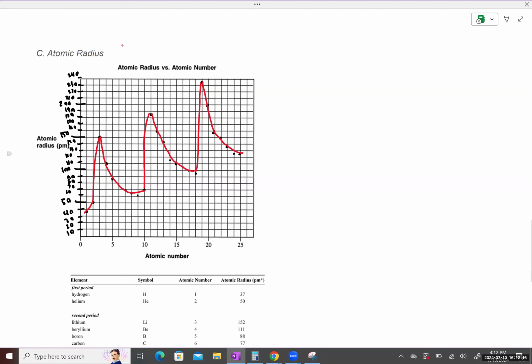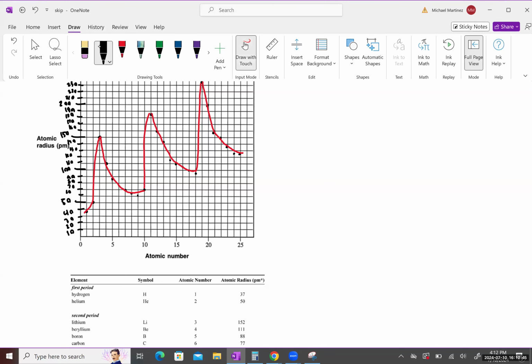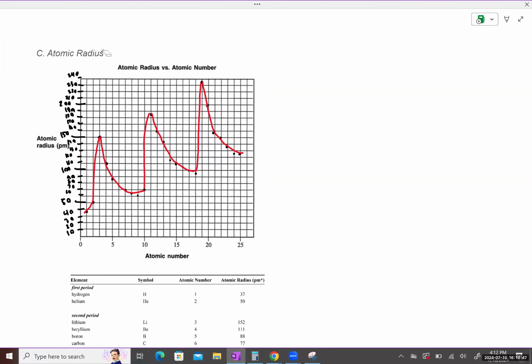So not the best artistic depiction, but nonetheless, we're able to see a very clear trend where as we move to a new row, the atomic radius increases dramatically. And then as we move across a row and the number of protons that we have in our nucleus increases, the atomic radius decreases as we move across a row in the periodic table. Wonderful. So now we have a graph and we can use that graph to answer some of the post-lab questions.